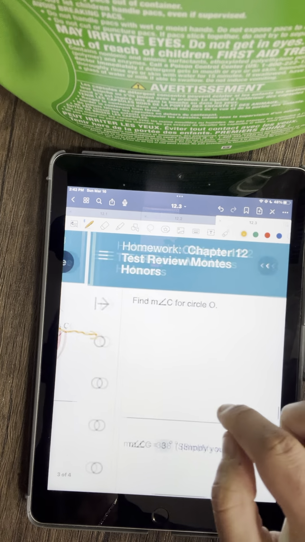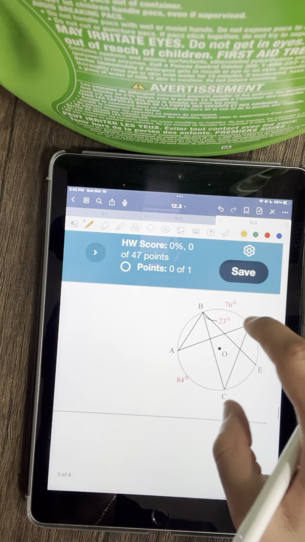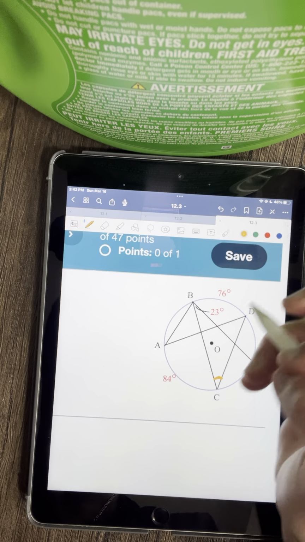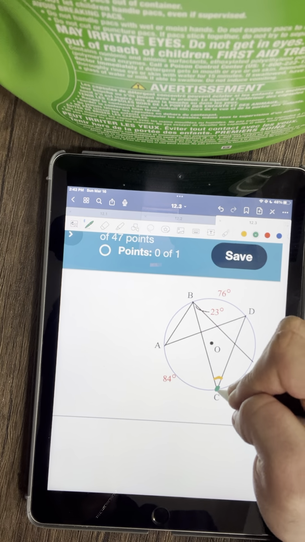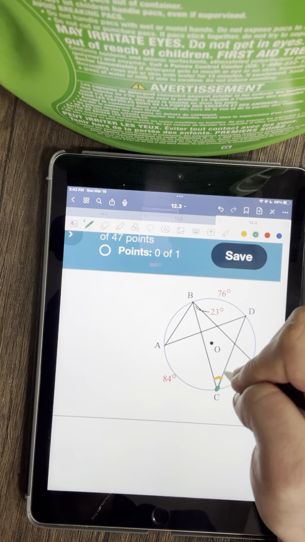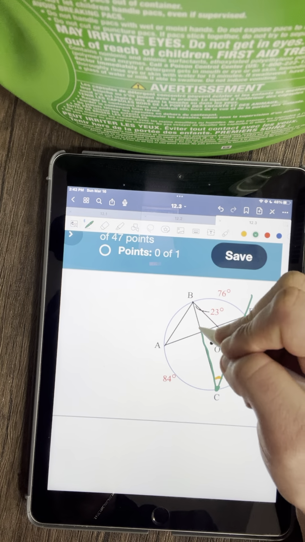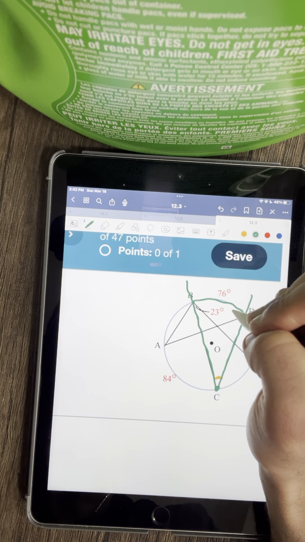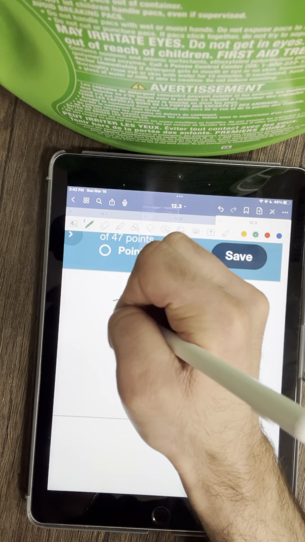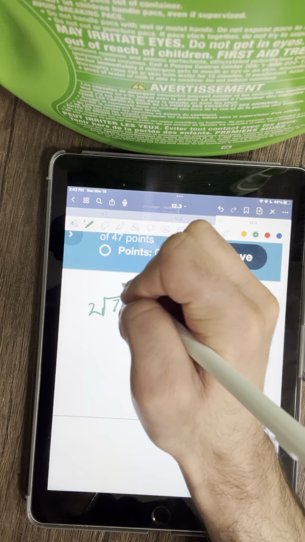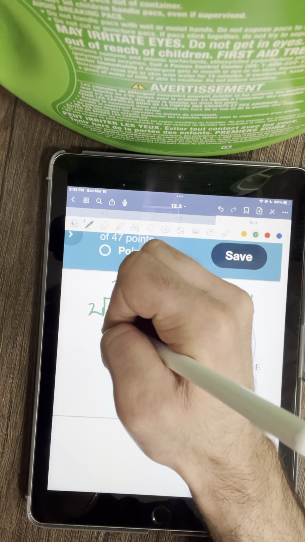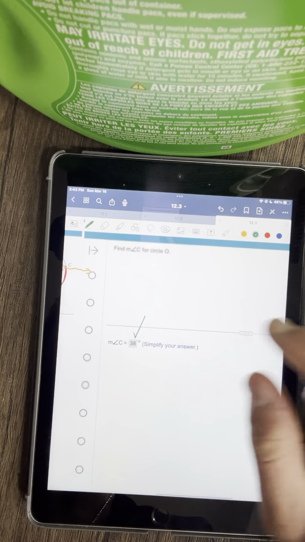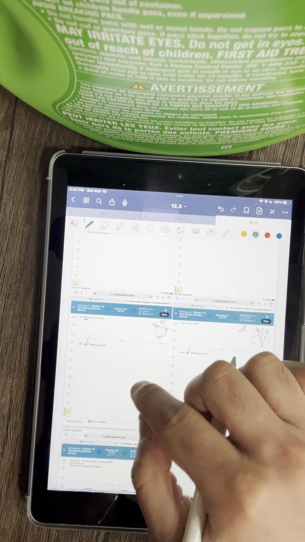Okay. Find the measure of C. So I want to find C. Well, wait, if this is C, isn't this just the inscribed angle right here? So it should just be half of 76, which is what, 38. Is it 38? Wow, yeah, 38. There you go. Okay, so these two were pretty easy.